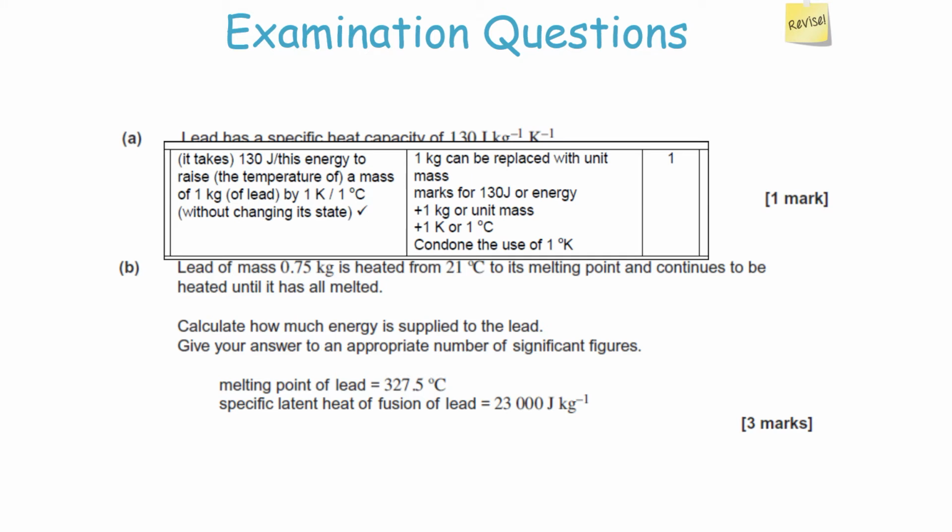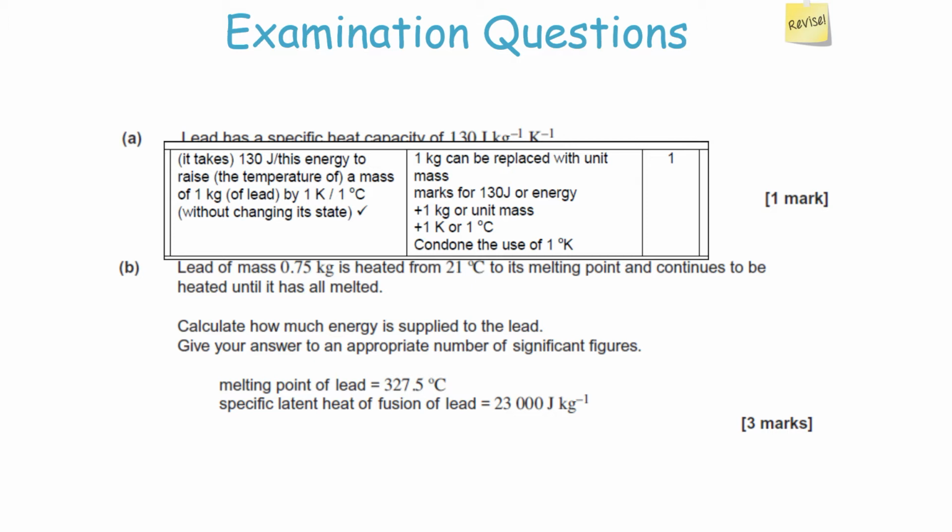So what this is, it takes 130 joules to raise the temperature of mass 1 kilogram of lead by 1 Kelvin or 1 degree Celsius. Now because the difference in a Kelvin and a degree Celsius is the same, it's okay to use either in the definition. Also, if you're saying it's 1 kilogram, which is the definition of specific, because that's what specific means, you can also say per unit mass, because that's another way of saying that.